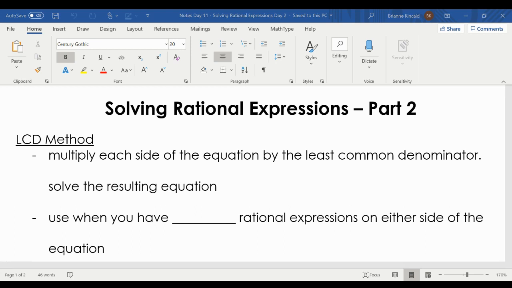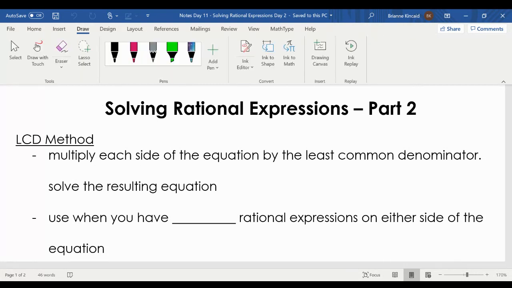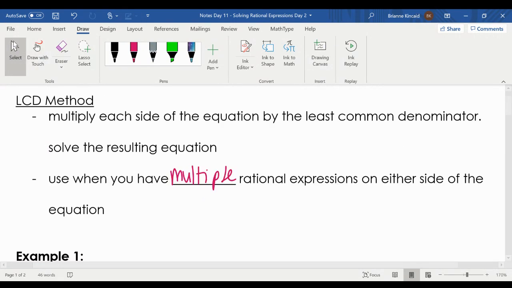Hey everyone, this video is to help you with solving rational expressions using a different method than was in the last video, called the LCD method, or the least common denominator. We want to multiply each side of the equation by the least common denominator, and solve the resulting equation. We do this when we have multiple rational expressions on either side of the equation, so it's more than just a single fraction on each side. There's an addition or subtraction sign in between them.